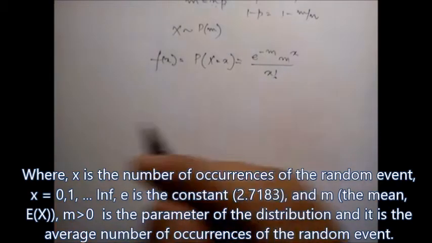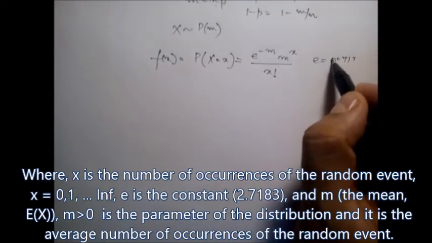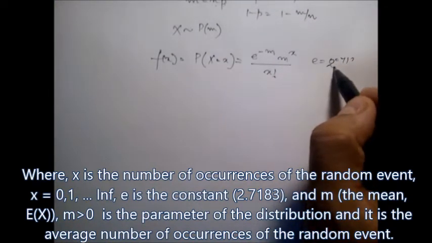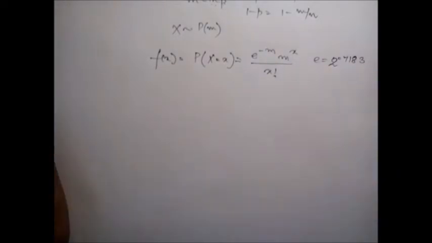e is the constant. So the value of e is 2.7183. And m greater than 0 is the parameter of the distribution, and it is the average number of occurrences of the random variable. Now, when to use the Poisson distribution?